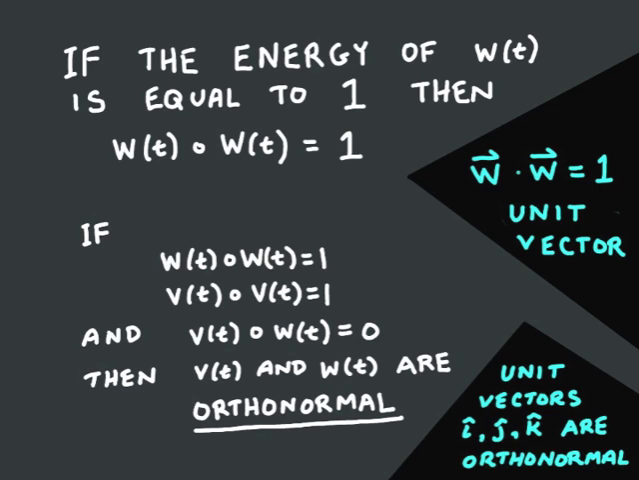The analogy in terms of vectors for this condition are the unit vectors i, j, and k, which are all at 90 degrees to each other and all have unit length. They are an orthonormal set. So when we have a set of orthonormal signals, you can think of these signals as unit vectors, each of which are orthogonal to each other, or if you will, at 90 degrees to each other.